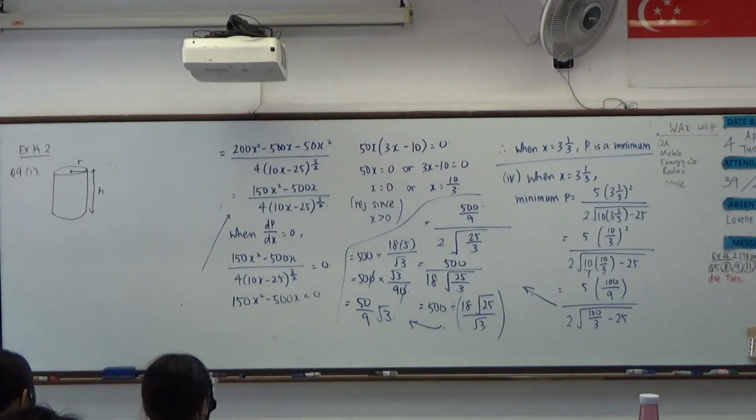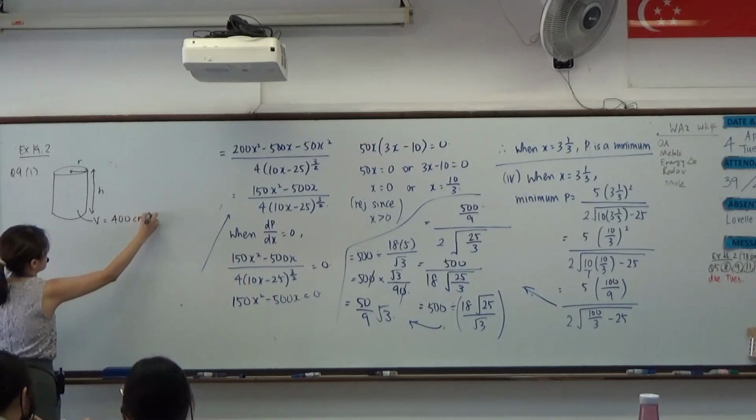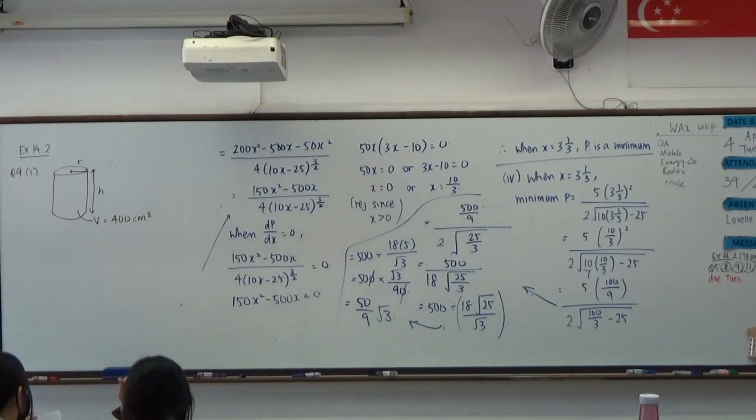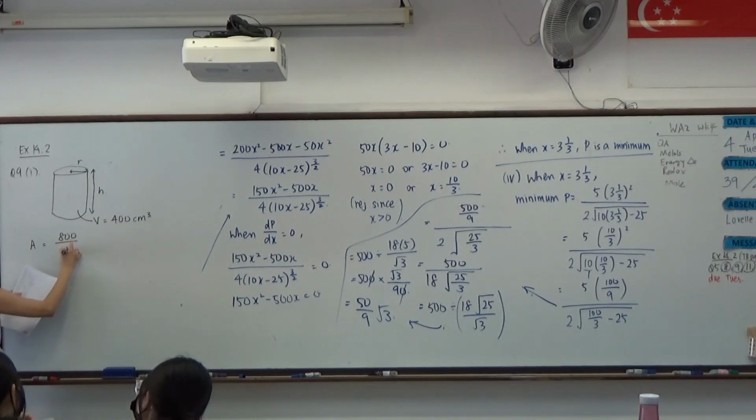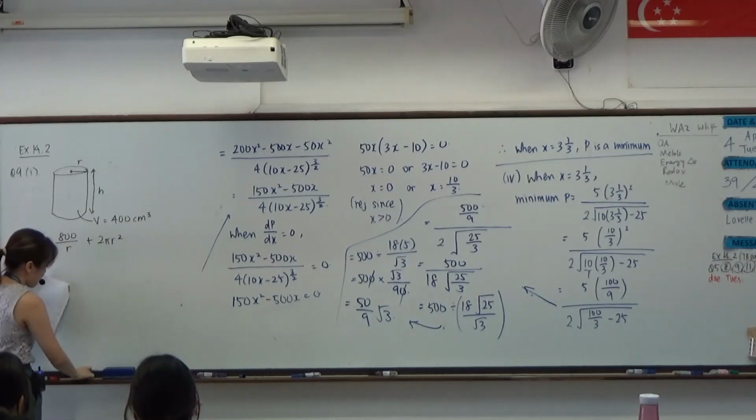Okay? Then it has a fixed volume of 400 cm3. In part I, we want to show that the total surface area A can be given by 800 over r plus 2 pi r squared. Okay?